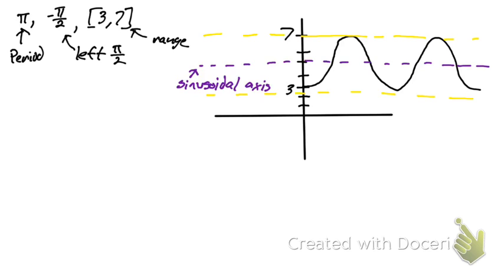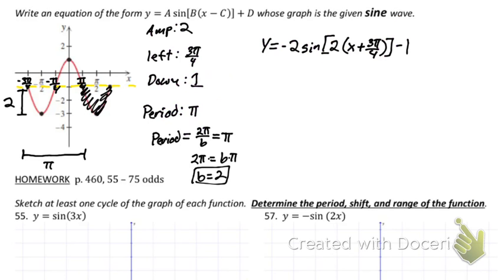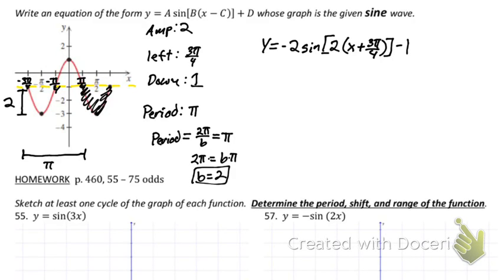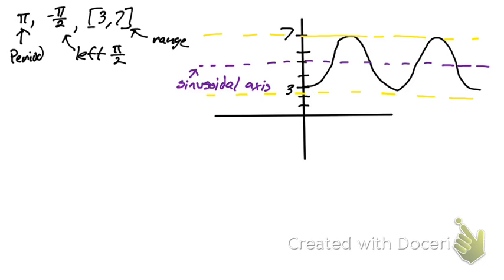Well, that's going to get us our amplitude. It'll get us how to shift it. And we already have our period. We only need a few things. We need 4 letters: up, down, left, right, period, amplitude. So our amplitude is this distance from our sinusoidal axis to the top. So it's basically half the distance. 3 to 7 is 4. It's half that distance, which is 2. Our amplitude is 2.